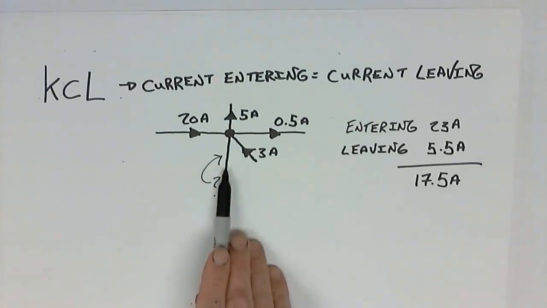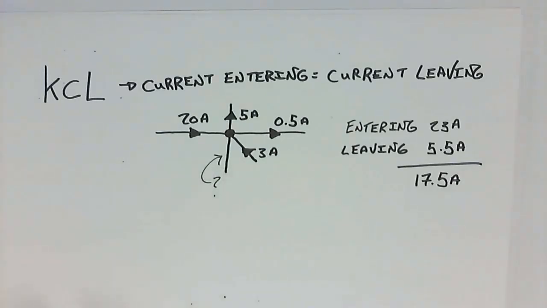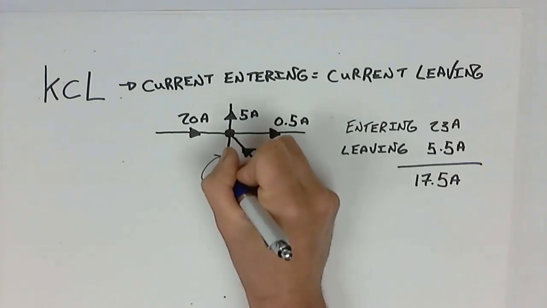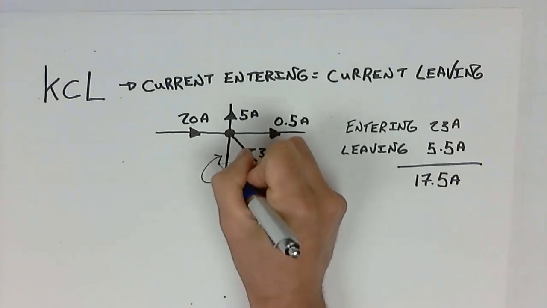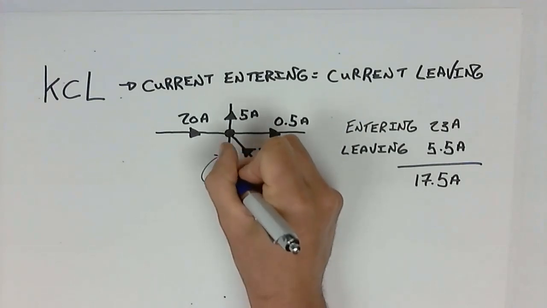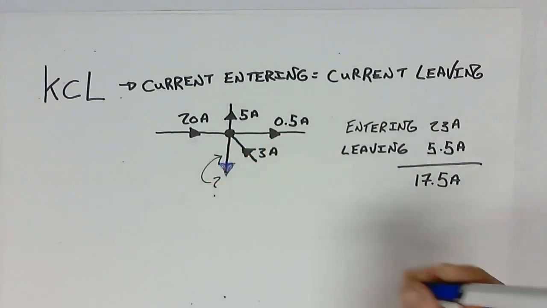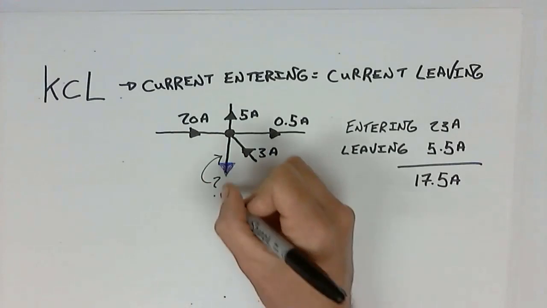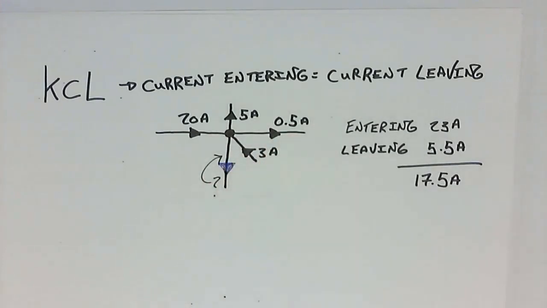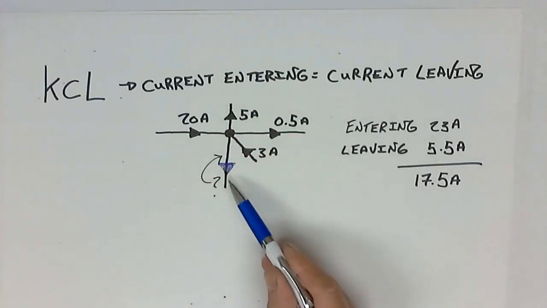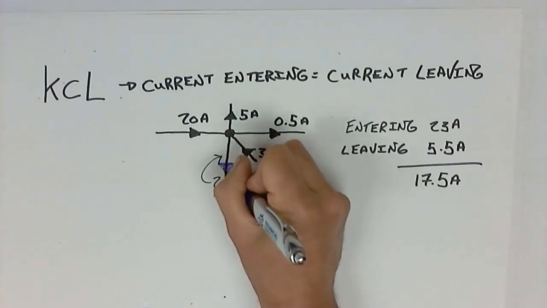What direction is it traveling on this conductor? Well, entering and leaving have to equal. And so that would mean that the current value has to be leaving in this direction here, right? It has to be leaving. The current would have to be leaving that node, and that current would be 17.5 amps.